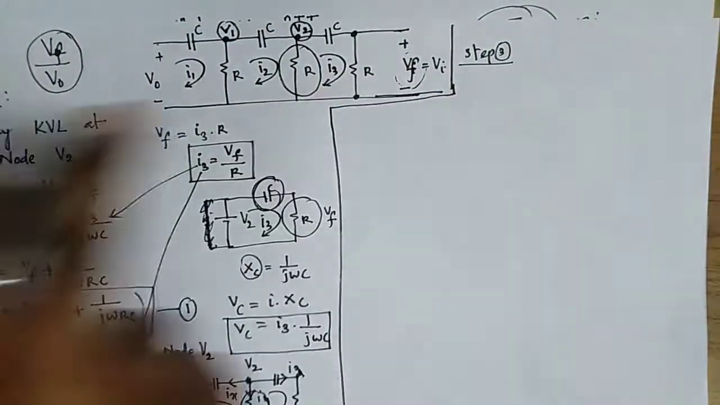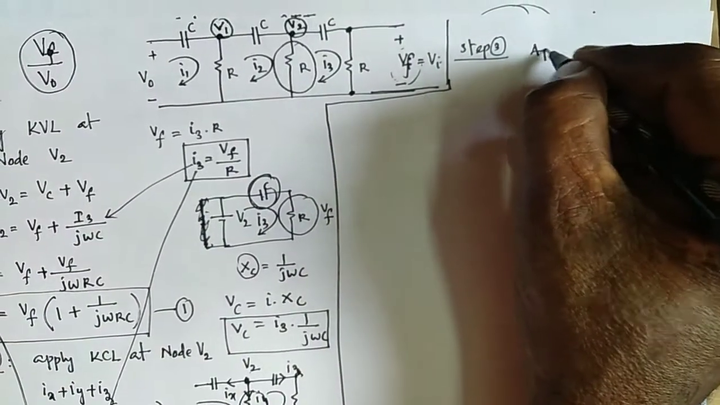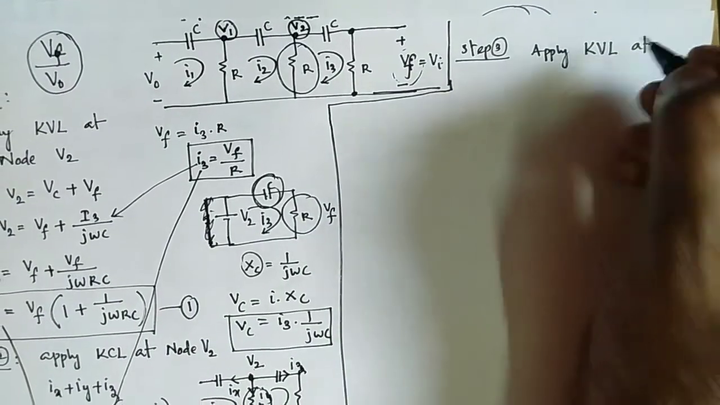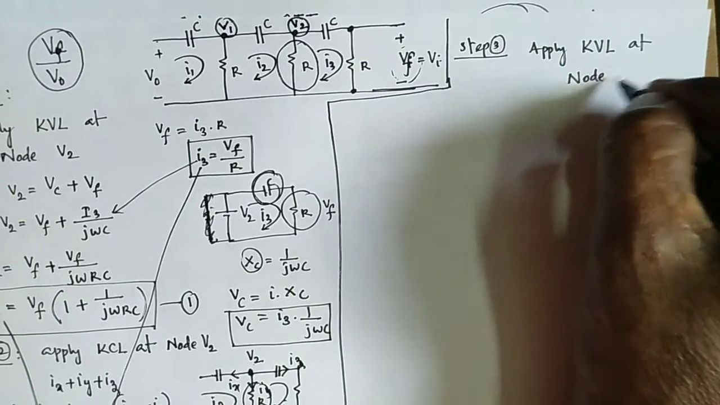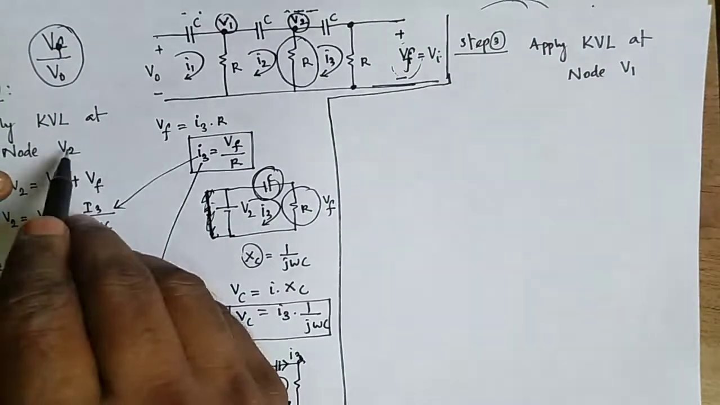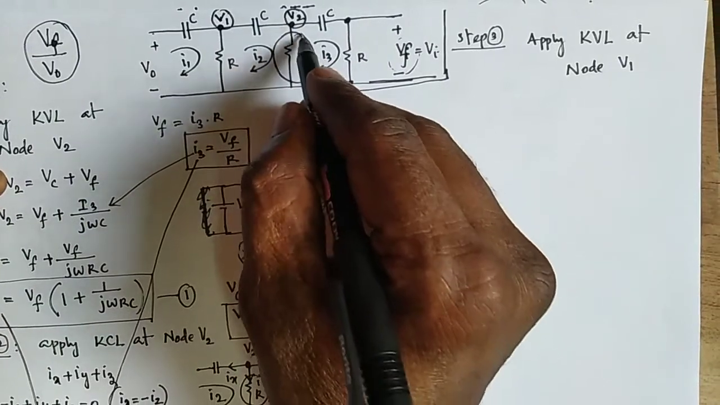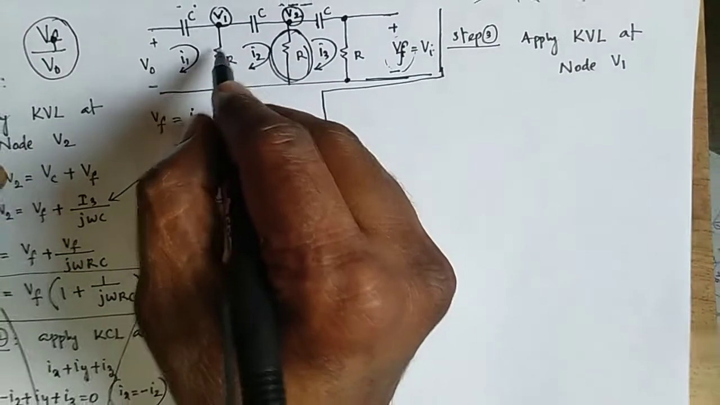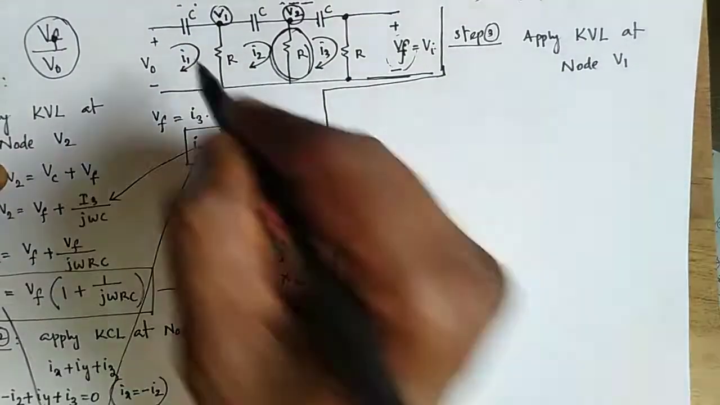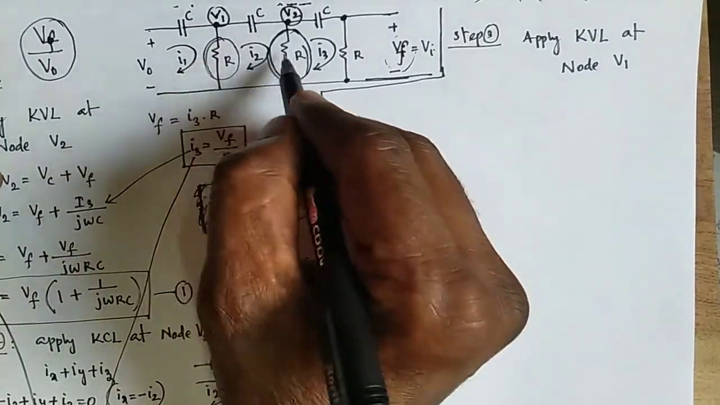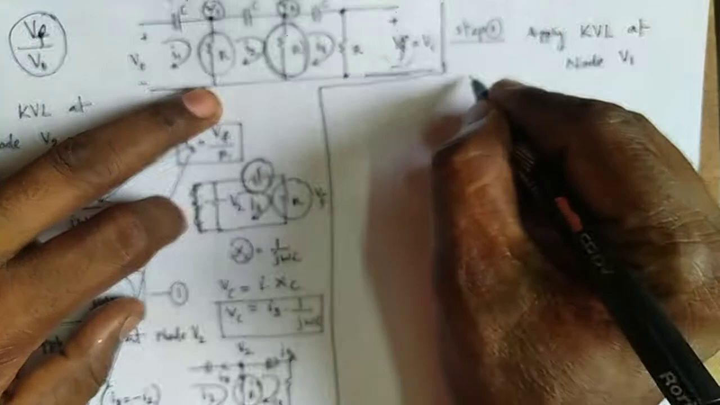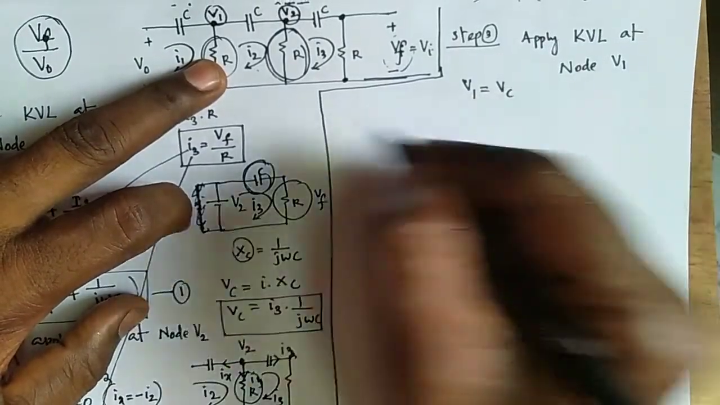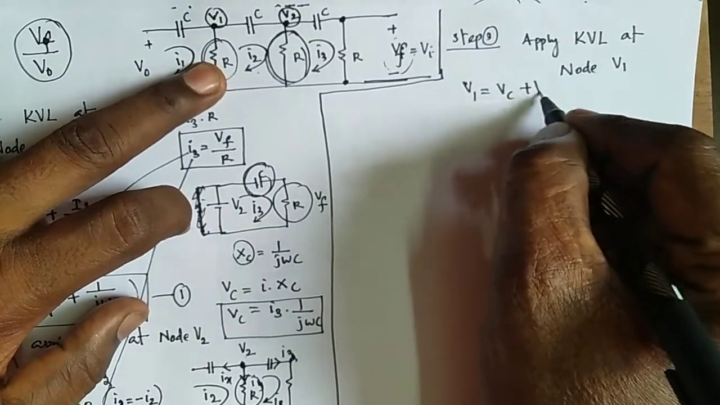This is very similar to step 1. That is, apply KVL at node V1. In the previous case at node V2, the voltage drop across this is equal to the sum of these two elements. Now we are considering that the voltage drop across V1 is equal to the sum of these two voltages. So V1 is equal to the voltage drop across the capacitor plus V2.